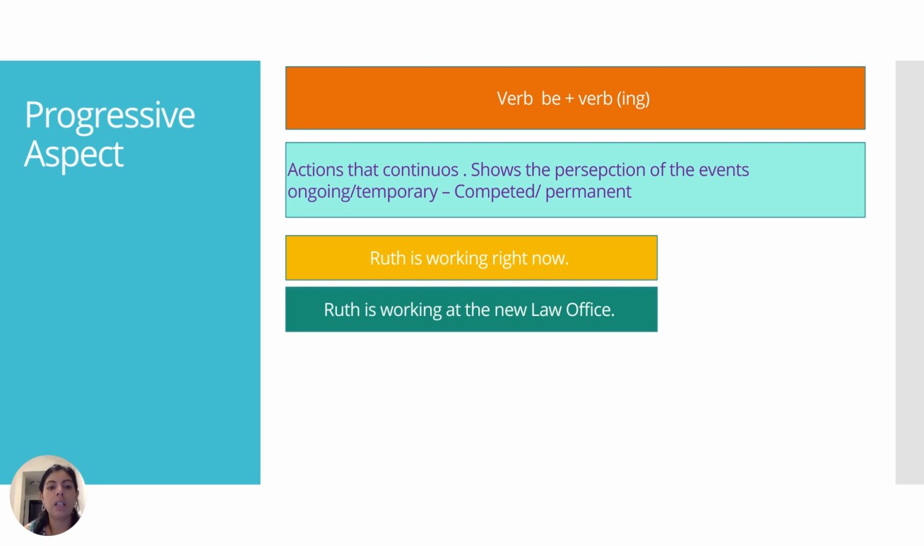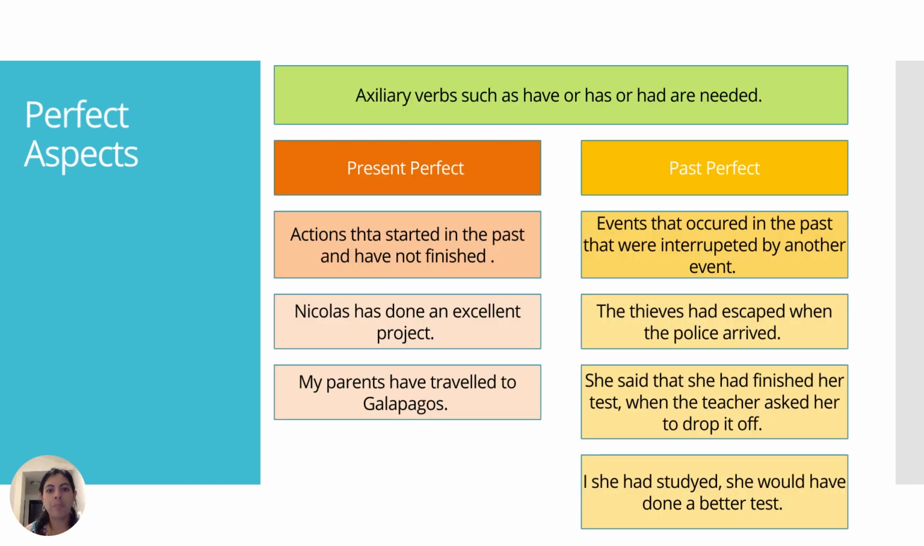So we have the verb is, that is be, and working. Ruth is working right now. It's an event that is temporary because at the end of the day she's going to finish working. And Ruth is working at the new law office. When somebody asks, what is Ruth doing for a living, we can say Ruth is working at the law office. So it's something that is permanent, that is not completed yet. Maybe she started a new job and she's going to continue working there.